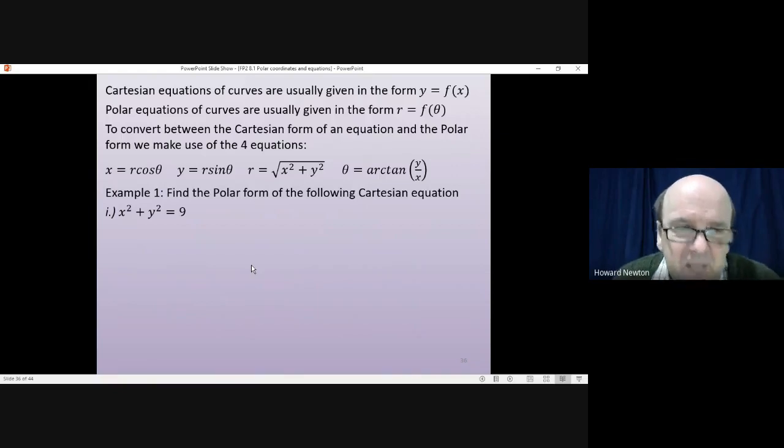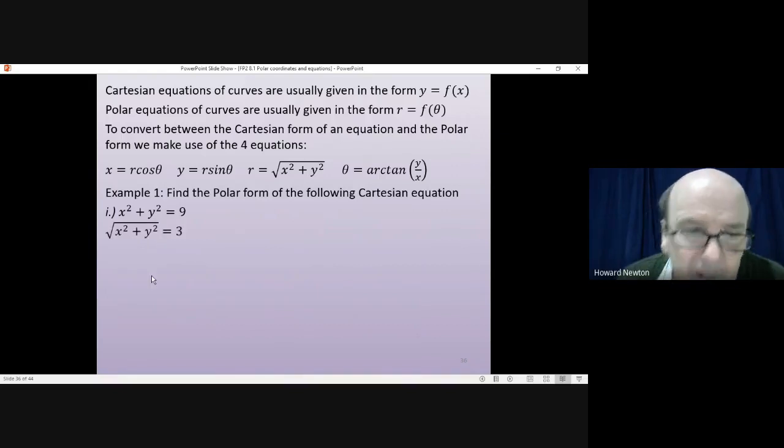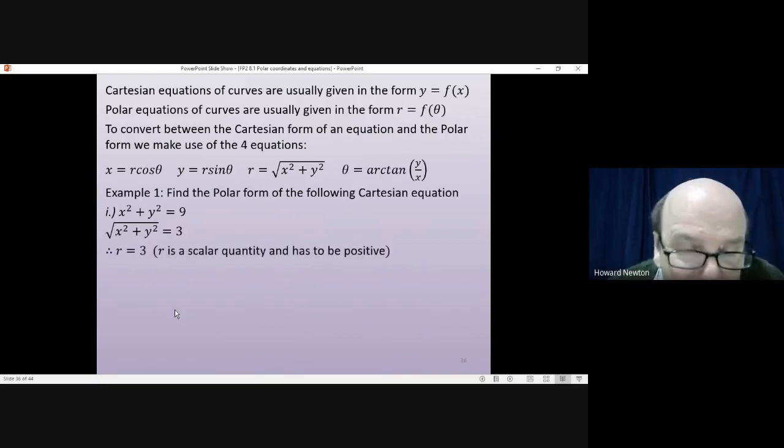Okay, this is a special case, this one really. It doesn't take too long. So x squared plus y squared equals 9. If I square root that, I'll get the square root of x squared plus y squared is equal to 3. But the square root of x squared plus y squared is equal to r, so I can just substitute in for r, and that gives me the polar equation, r equals 3. Now, we don't need to worry about the square root possibly being minus in this instance, because r is a distance, which means it's a scalar quantity, and it has to be positive.